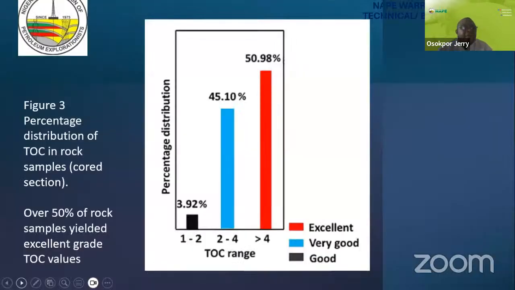Now, in this slide, we look at the percentage distribution of organic material in the cored section of this well. And as I said, it ranges from low, good to excellent. We can see that 50% of the samples yielded excellent organic material that will be useful for production of hydrocarbon. Next slide.